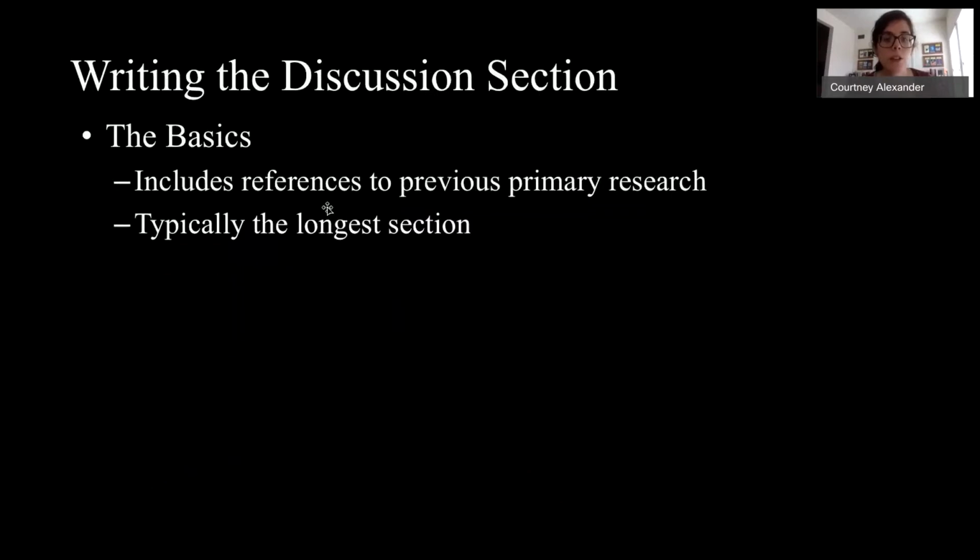You need to include references. This is really the first time in our writing process that we're going to need references. When we talked about the methods, you might need a reference to the protocol you use or the lab report manual. But this is really where your references are going to come into play. You also are going to probably have this be your longest section in terms of writing, so you need to make sure you set aside enough time to really do this justice.